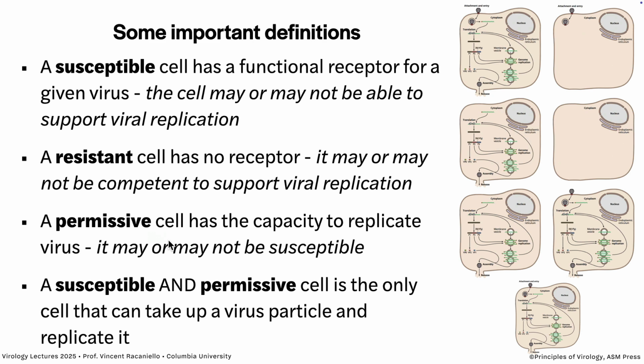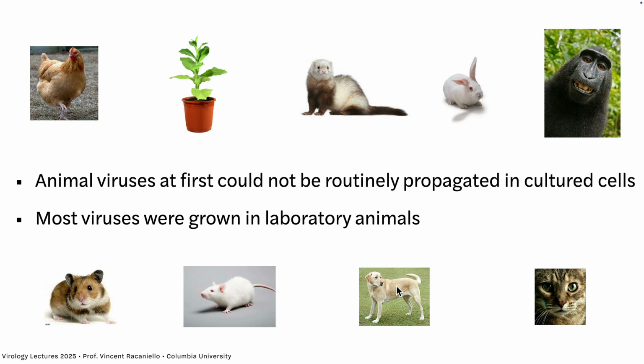A permissive cell has the capacity to replicate virus, but it may or may not be susceptible. So here's a cell without a receptor, yet we're showing it as permissive, which means that if we put a receptor on those cells, the whole replication cycle could occur. And finally, a susceptible and permissive cell is the only cell that can take up a virus particle and replicate it.